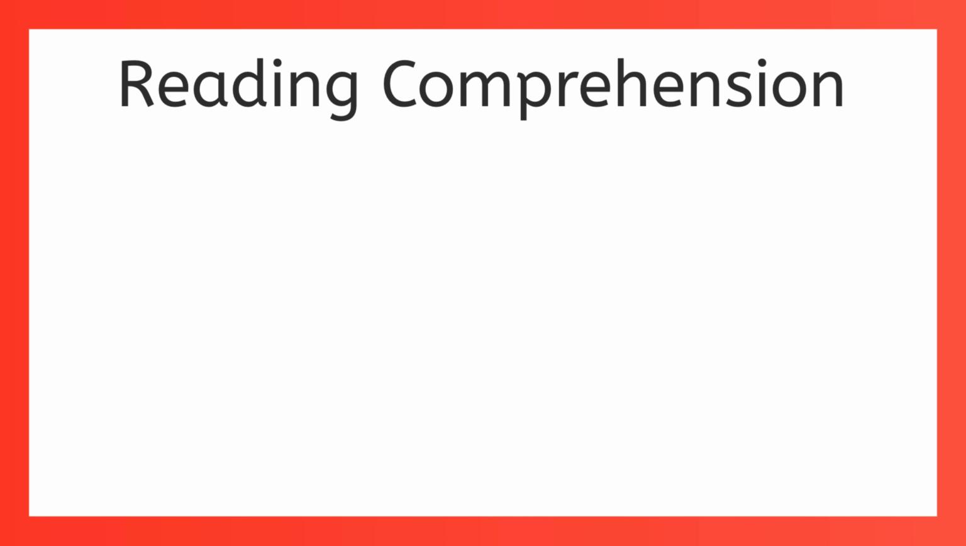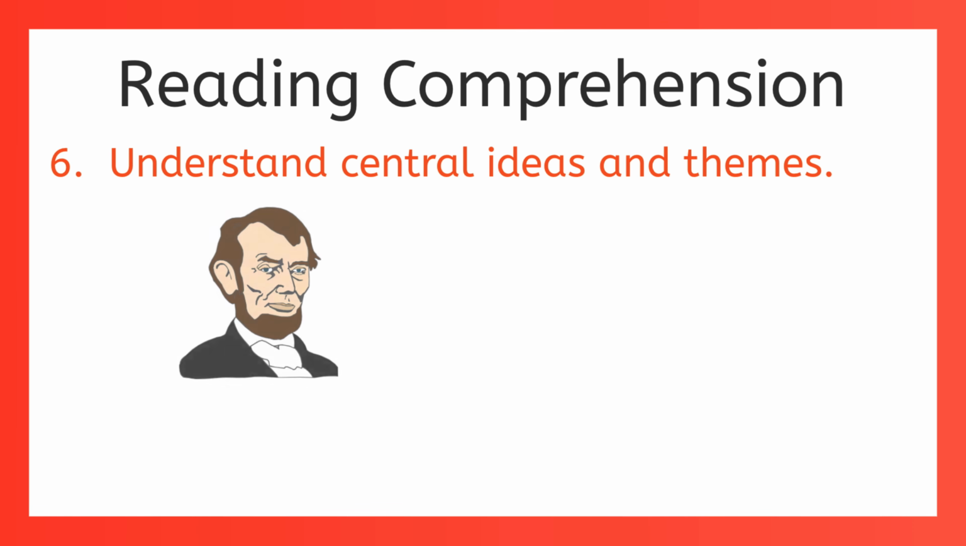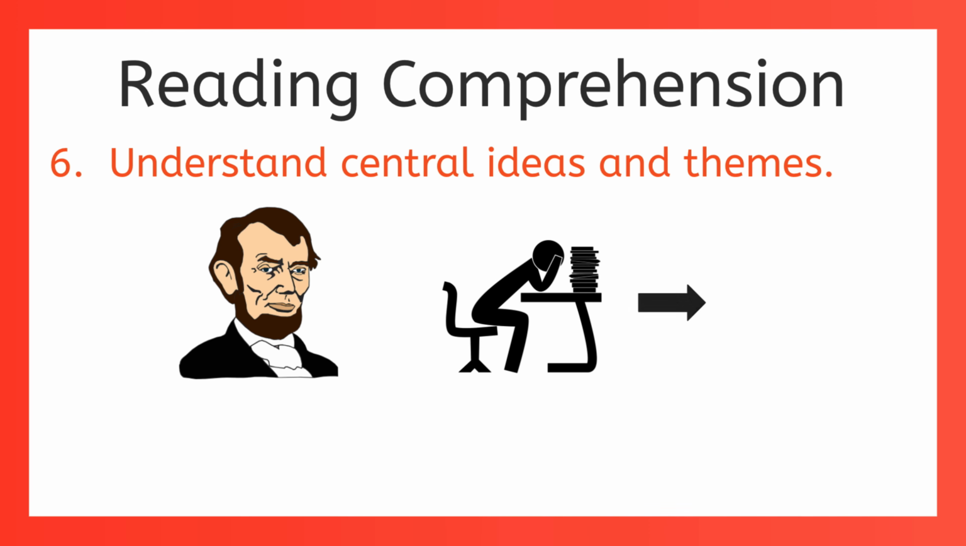And finally, if you want to develop good reading comprehension, you need to learn how to figure out central ideas and themes. A central idea is the main idea of a piece of writing. For example, a passage about Abraham Lincoln might have the central idea that although Lincoln came from humble beginnings, he worked and studied to achieve success. However, the theme is bigger than that one story or topic. The theme of the piece about Lincoln might be that hard work and determination leads to success. Central ideas and themes are the biggest of the big ideas in a passage.